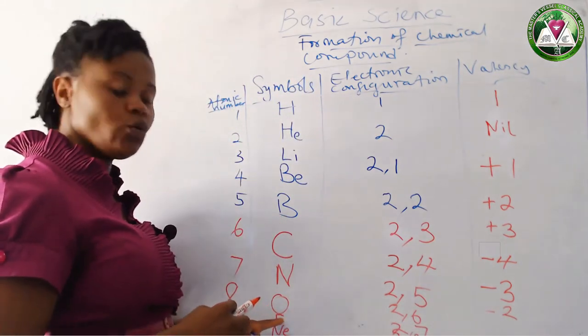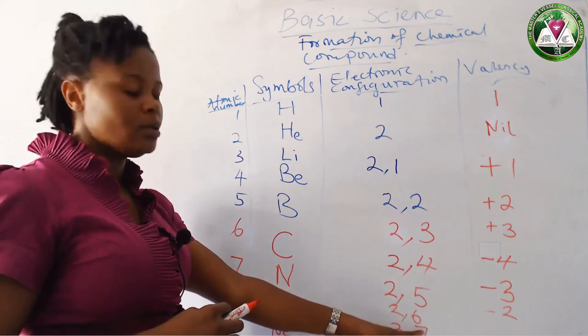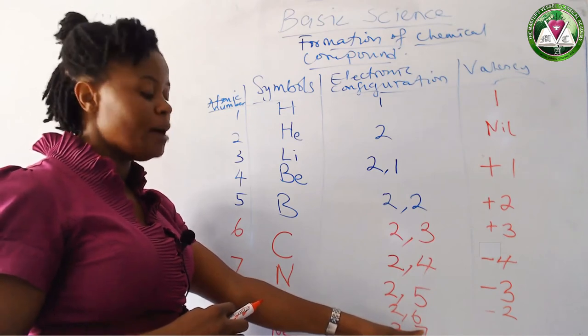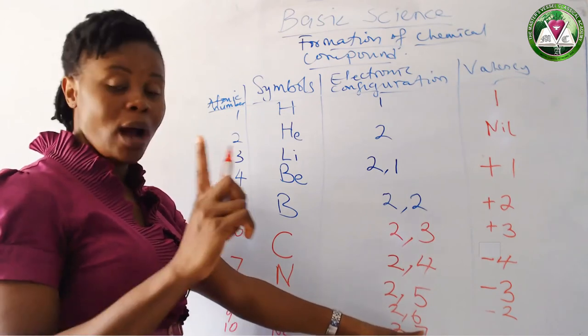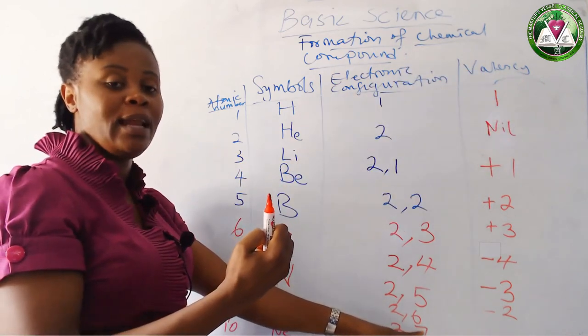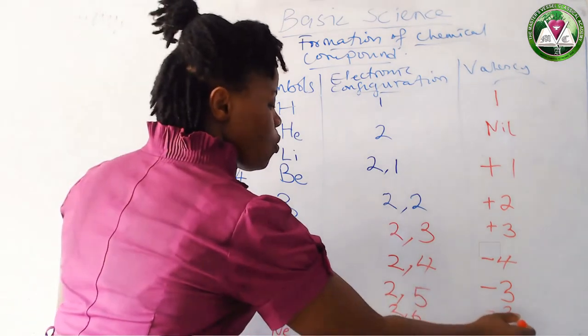Then, the next one, fluorine, has seven electrons in its outer shell. So how many electrons more does it need? 1 more electron. It will be easier to get 1 more electron from another element to be complete. So it will be minus 1.